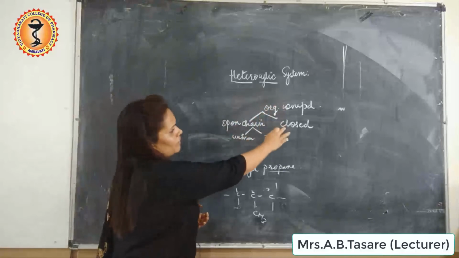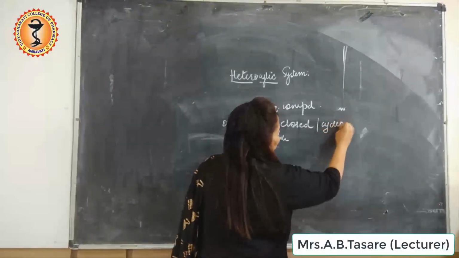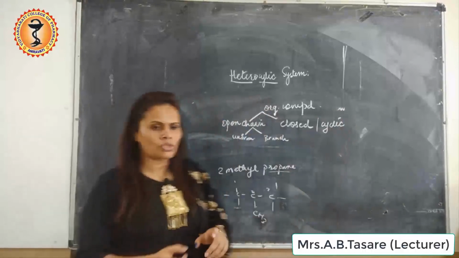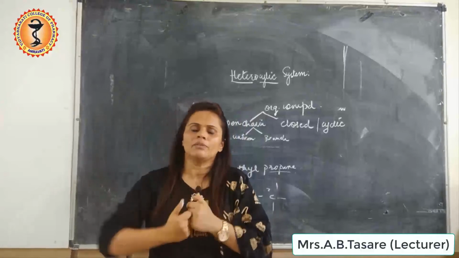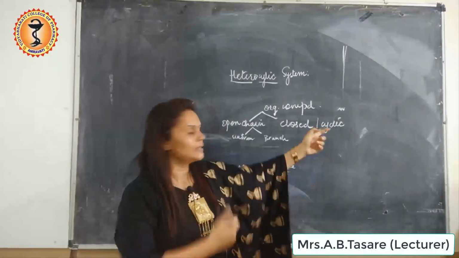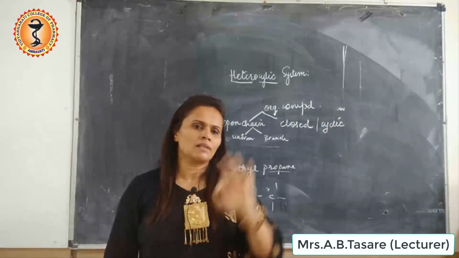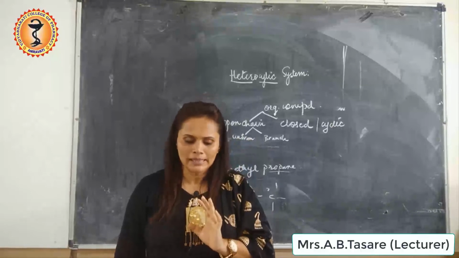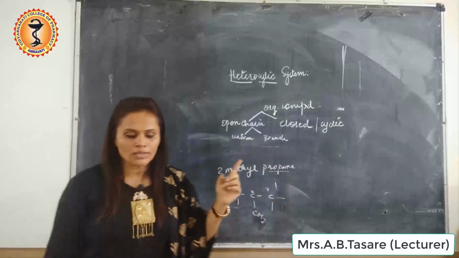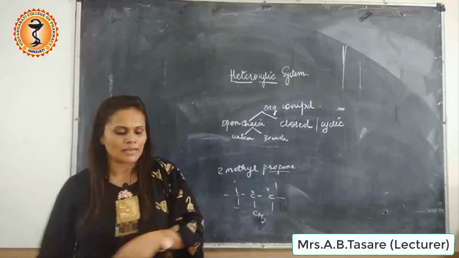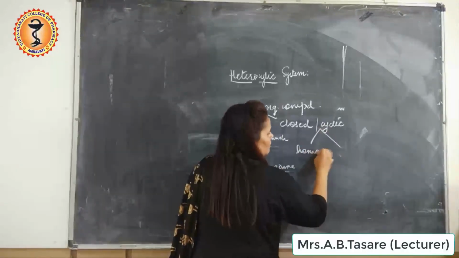Now let's have a look at your closed chain or cyclic compounds. The second classification is your closed chain or cyclic. When we say closed chain, it is joined end to end, and that is the classic example of a cyclic structure. A very good example is your benzene. You have studied benzene right from your 11th and 12th standard, right? The next classification for your cyclic structures is homocyclic and heterocyclic.